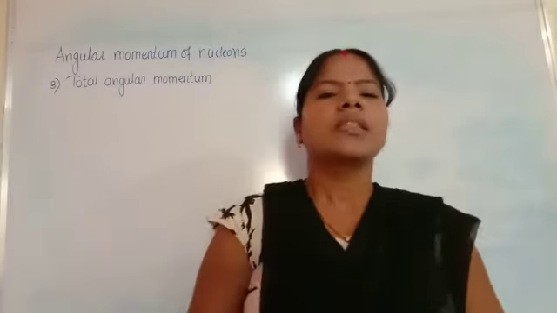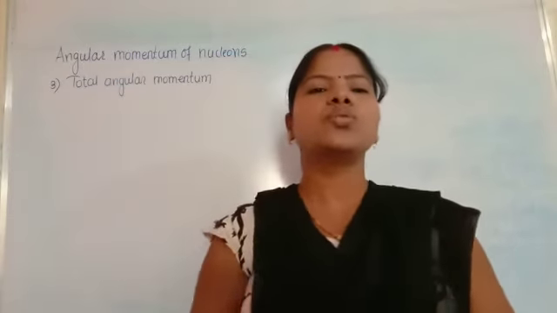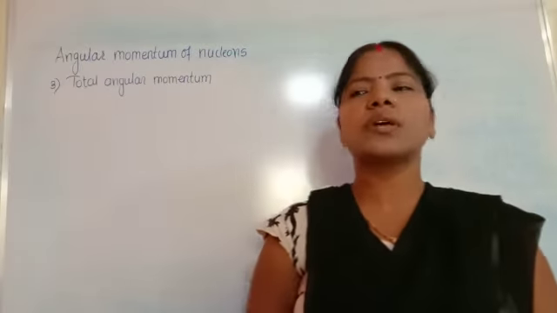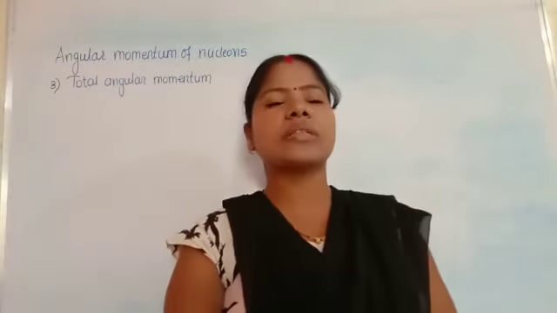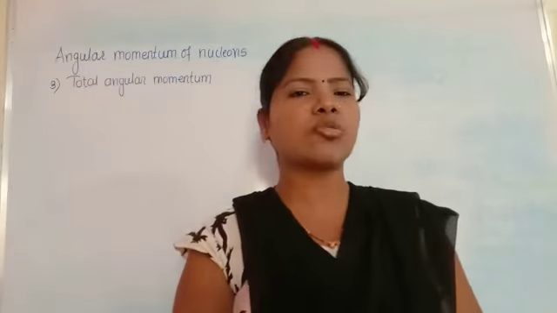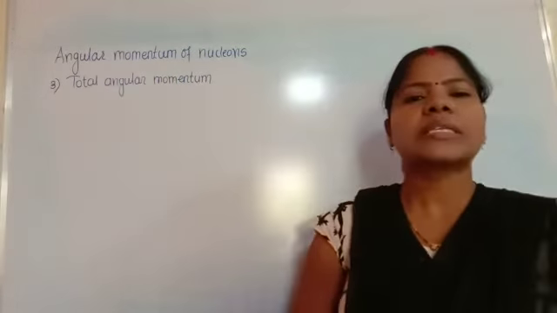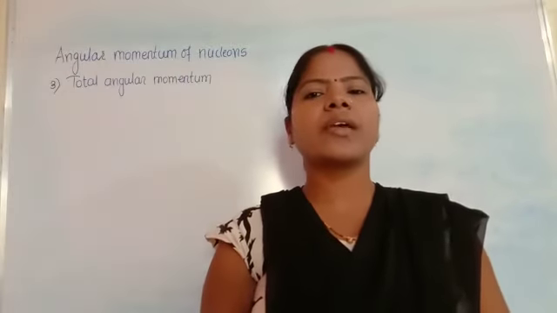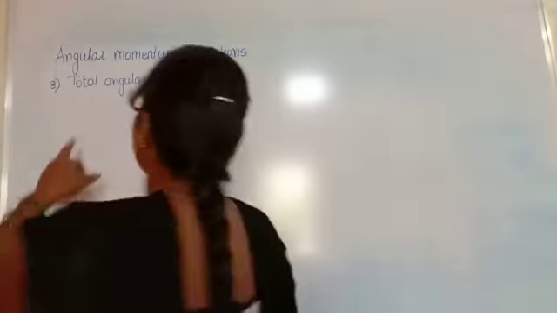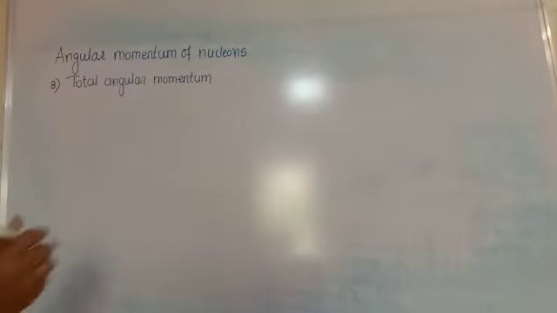Hello, good morning. In the previous class, we studied two angular momenta of nucleons: the first is the spin angular momentum, the second is the orbital angular momentum. In today's class we are studying the third angular momentum, that is the total angular momentum, denoted by the letter J.